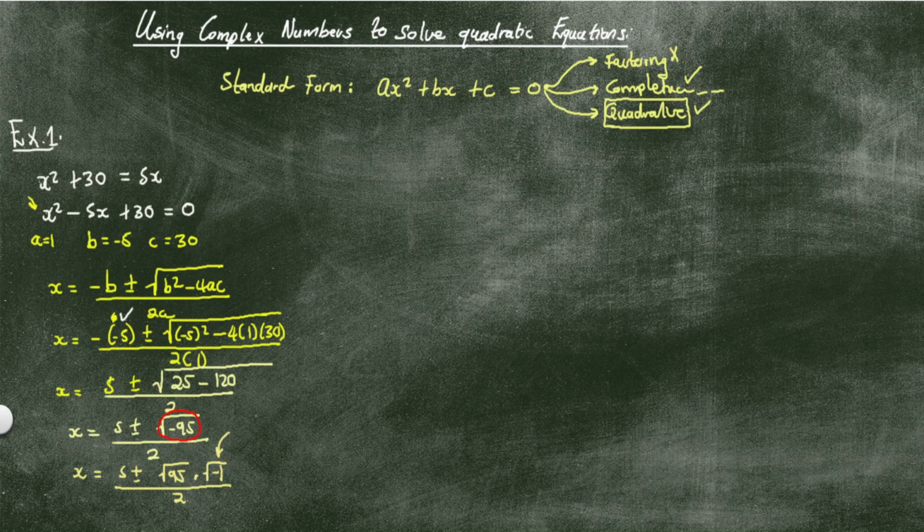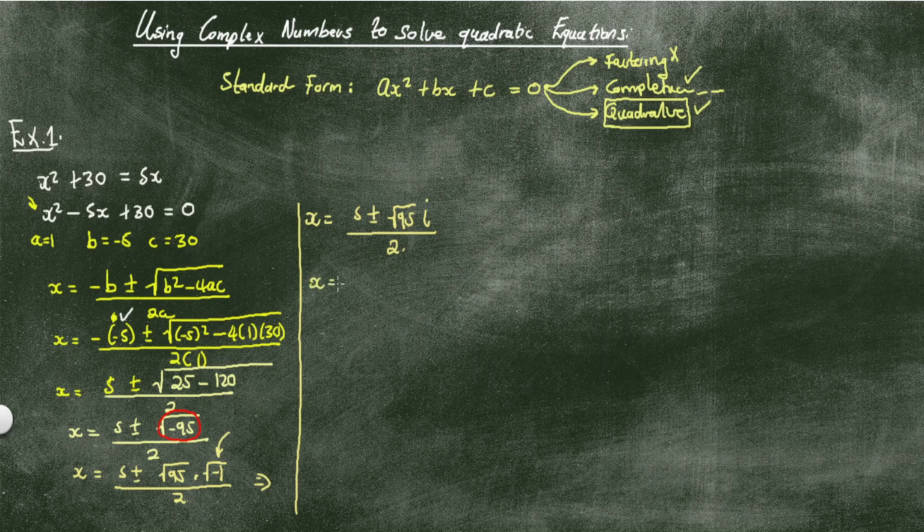So what is the square root of 95? Well, it's just the square root of 95. I'm continuing this side. X is equal to 5 plus minus the square root of 95, I'm going to write it like this for now. And then the square root of minus 1, we know that in complex numbers, it's i. We represent it by i, divided by 2.